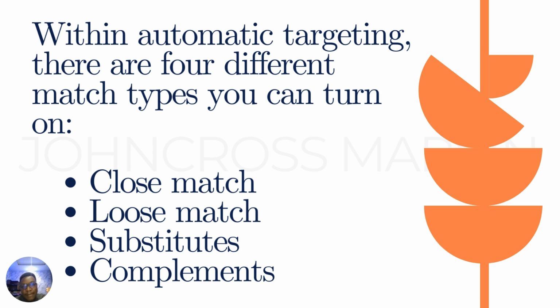Within the automatic campaign targeting, there are four different match types you can turn on. So you have the loose, the close, the substitute, and the complement. All of these match types are important depending on what you want to accomplish at the end of the day. But you get to understand which one is of more importance compared to the others in the course of this video.